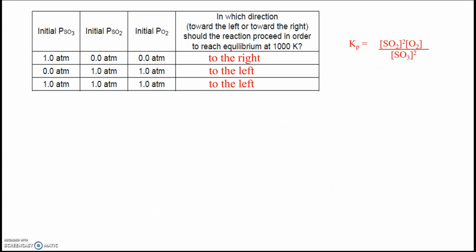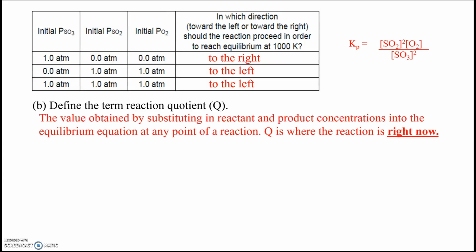All right, and I've just recopied this, and we want to define the term reaction quotient, and we call that Q. Q is going to be very important, and you'll for sure see this on the exam, both mine and in May. It is the value obtained by substituting the reactant and product concentrations into the equilibrium expression at any point of a reaction. So in other words, Q is answering the question, where is the reaction right now?